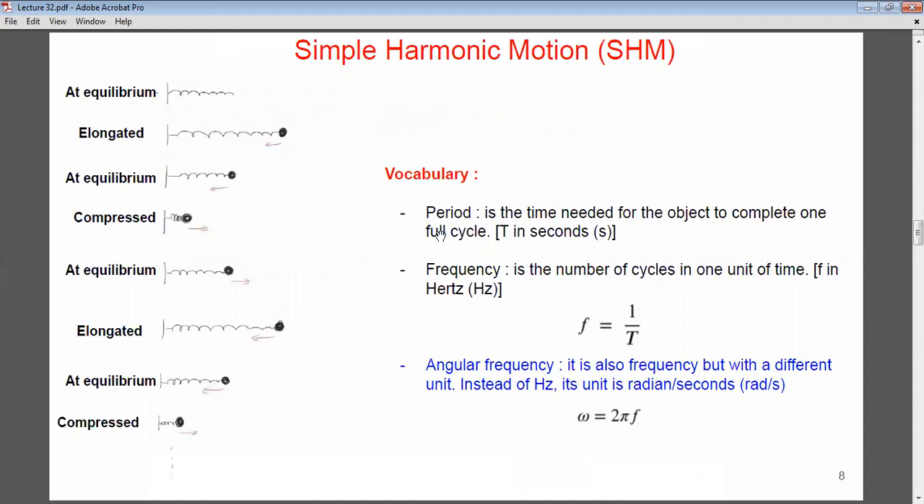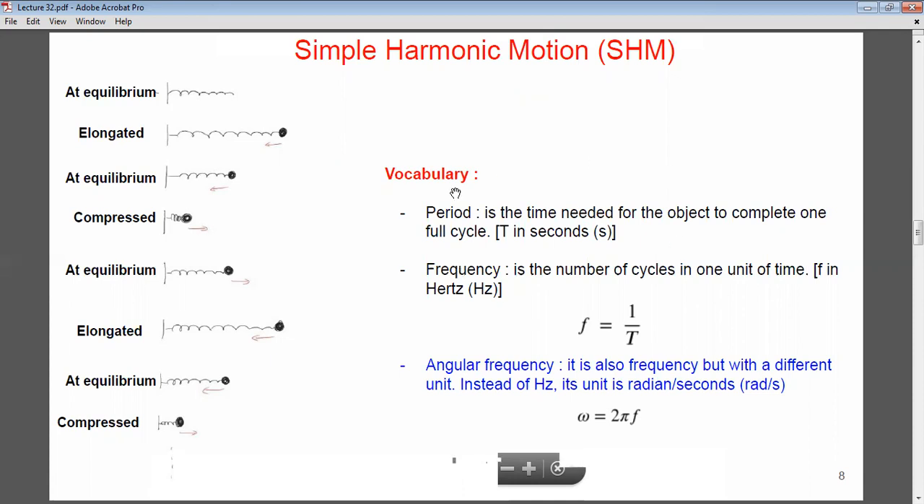So now we know what a period is. It's the time needed for the object to complete one full cycle. The frequency is the number of cycles in 1 unit of time, which is 1 over T. Now a new definition, angular frequency. It is also a frequency, but with a different unit. So instead of hertz, its unit is radian per second. And how do we calculate it? It is simply 2 pi f. So you give me f, I give you omega. Okay?